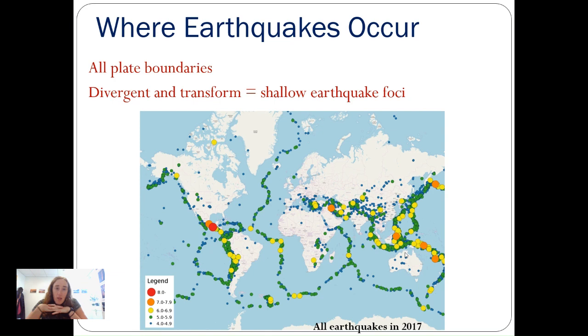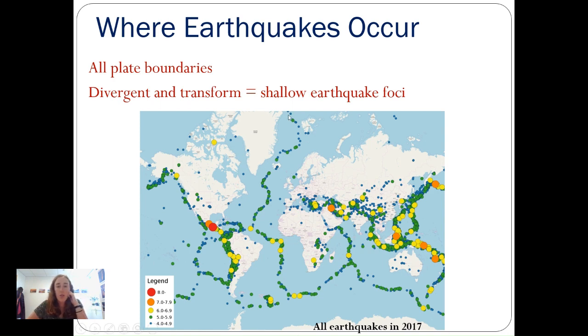All right, so the next thing we need to talk about is just where earthquakes happen. So earthquakes occur at plate boundaries. If you have convergent, divergent, and transform plate boundaries, you get earthquakes that will occur there. And depending on the type of plate boundary, you can have a more shallow earthquake, or you can have deeper earthquakes at other types of plate boundaries.